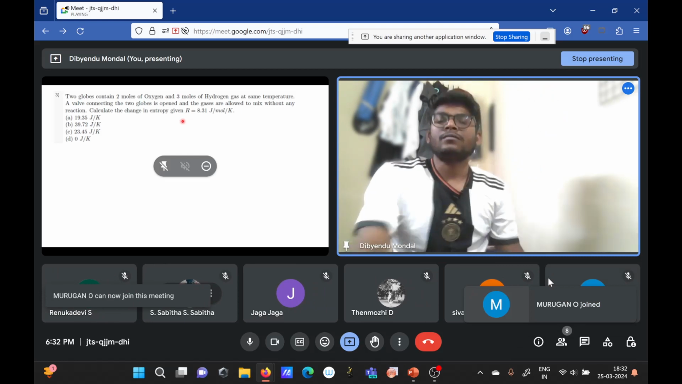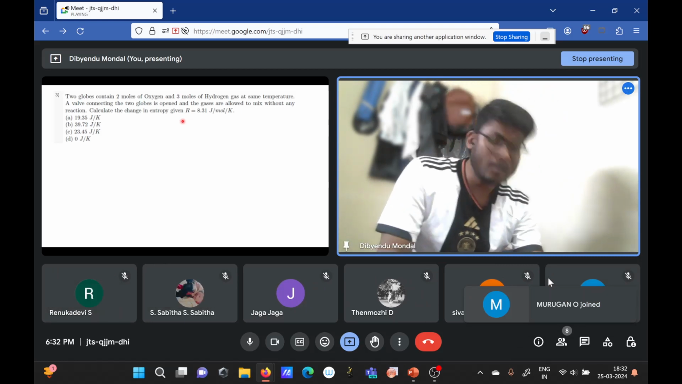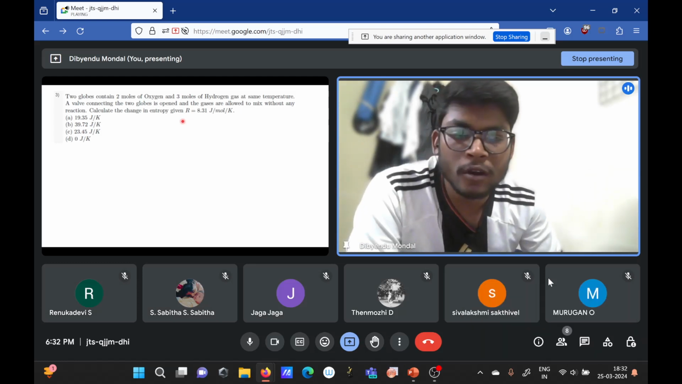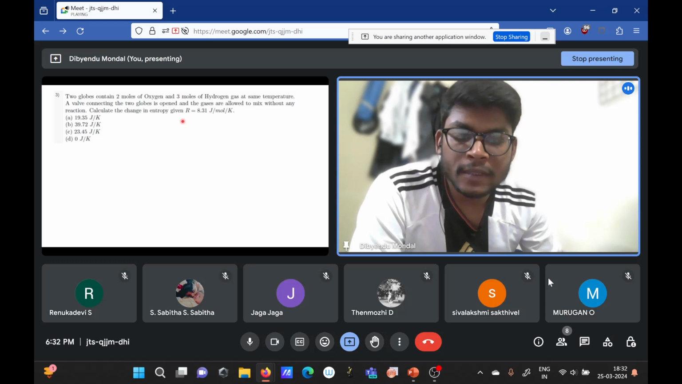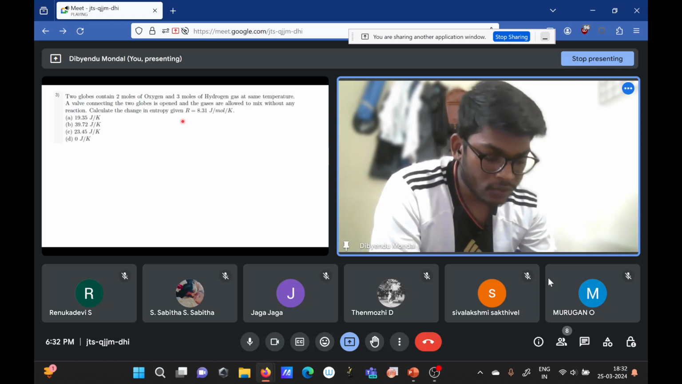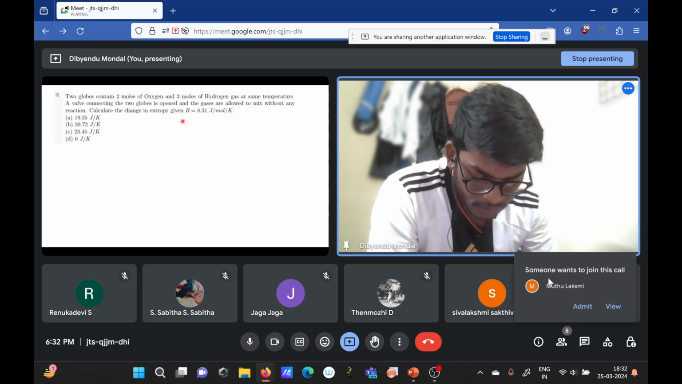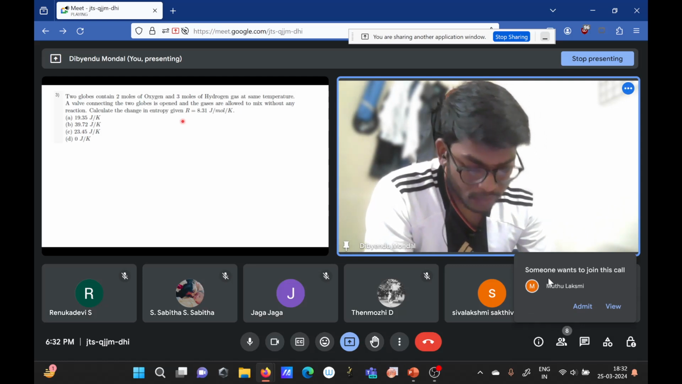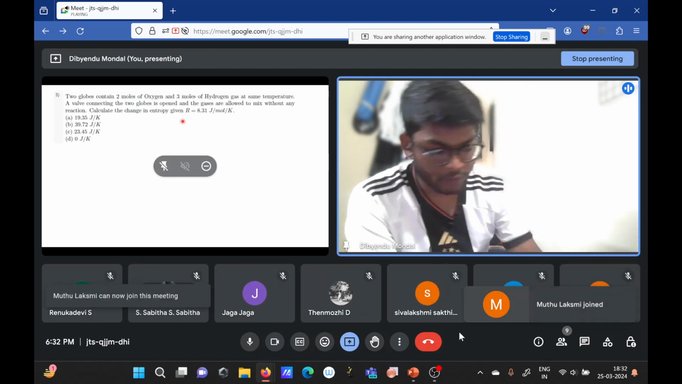So for that, about how entropy changes for mixing of gases, probably that has been discussed in the class. So I will write the formula for it.